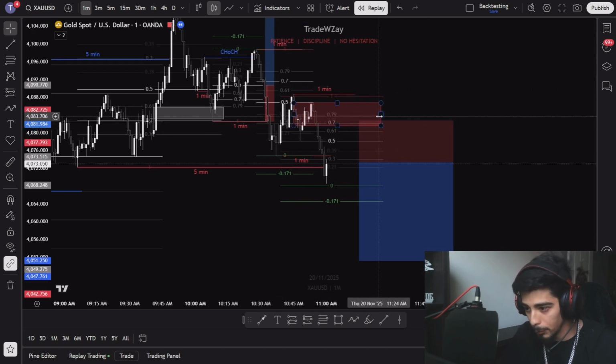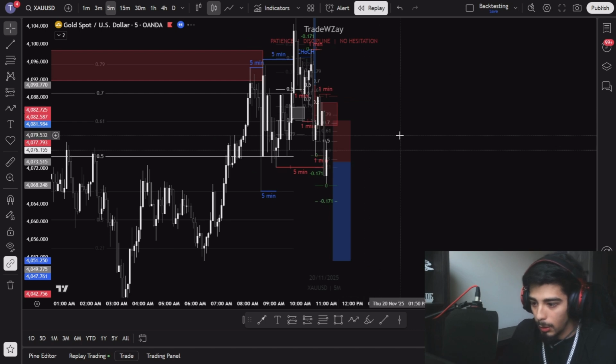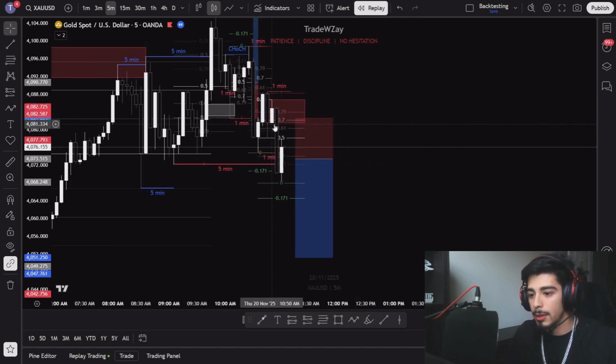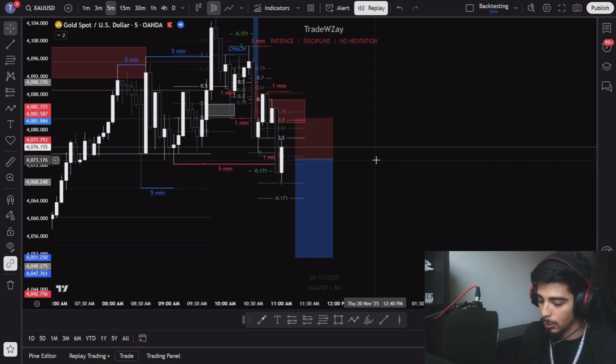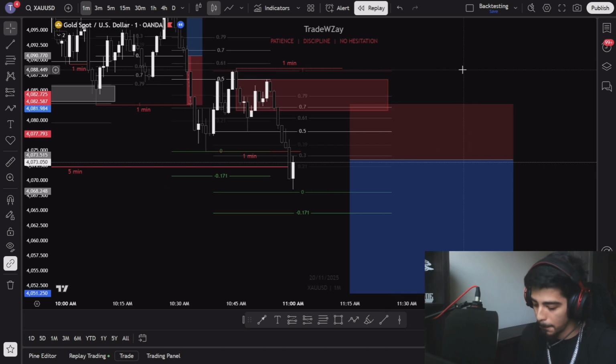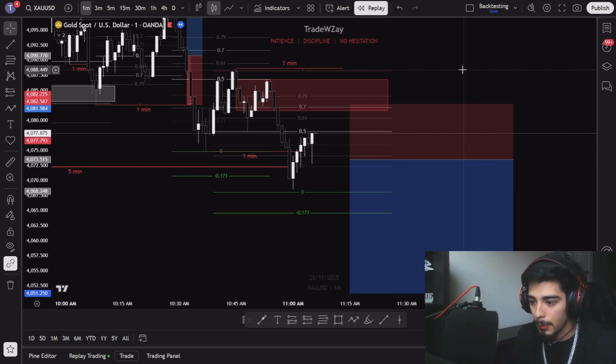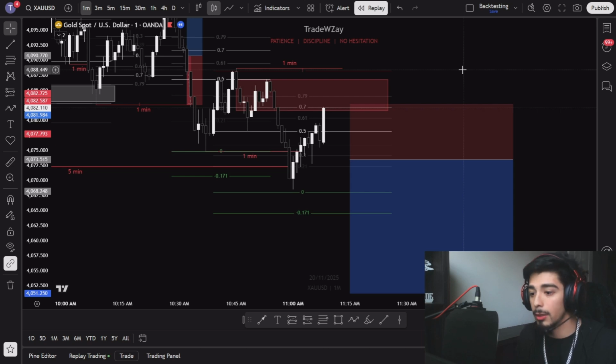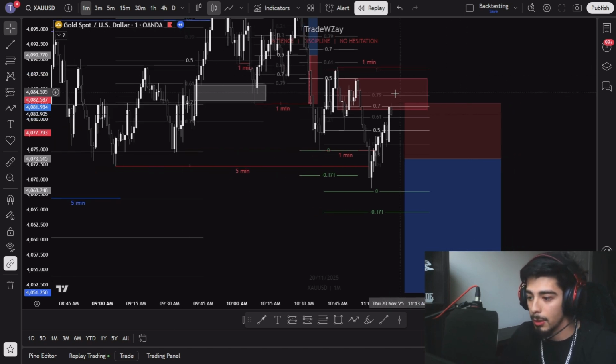So look at the 5-minute. I see that we have a high-probability supply zone right here. This order block has a fair value gap in here, and it broke structure. So what I'm waiting for is for price to retrace back up, like it did right there. Perfect. 0.7, woody woo.